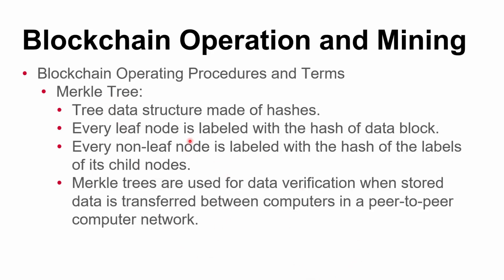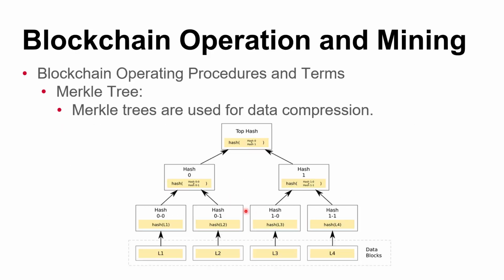Merkle trees are very fast data structures, and data is transferred between computers in a peer-to-peer computer network, and Merkle trees are used for that data verification. So we can see here the actual Merkle tree. I guess it looks like a kind of upside down tree. These are the leaves here, so these are the data blocks, and then the non-leaves actually have the hashes on them. You can see that these hashes are pointing back to previous blocks. As the blocks go up, you can see their pointers. So they are hashes of hashes. And Merkle trees are also used for data compression on the blockchain.